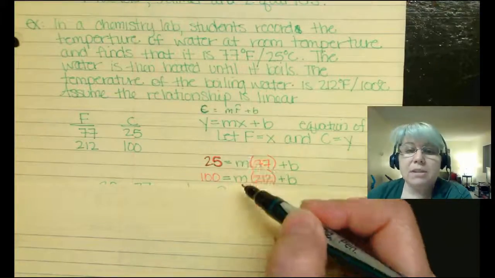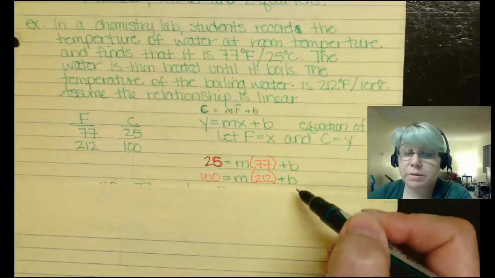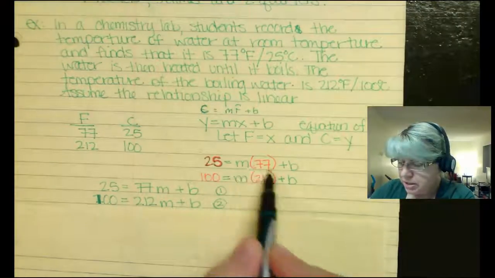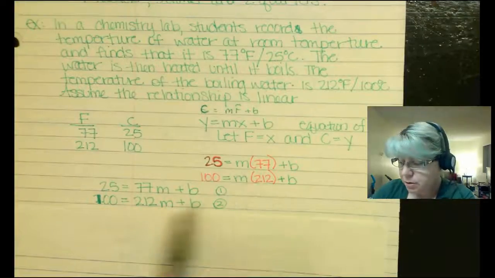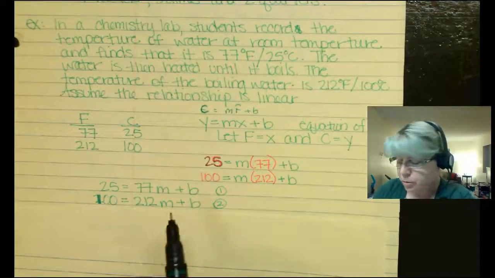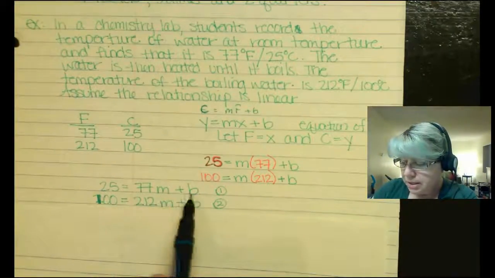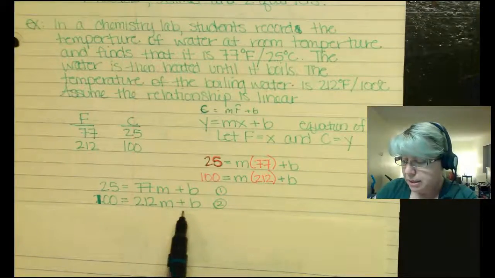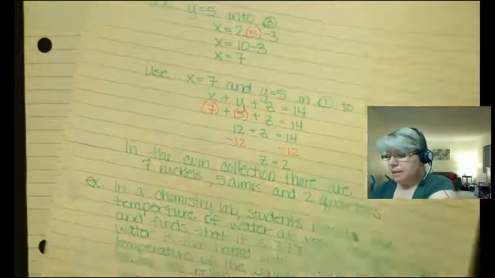Now, I'm going to solve for M. I'm going to solve for B. I have two equations, two unknowns. And just to make it a little bit easier, I'm going to swap the coefficients and the variables around so it's a little easier to work with, at least for me. Okay, 25 equals 77M plus B is going to be our first equation. 100 equals 212M plus B is our second equation.